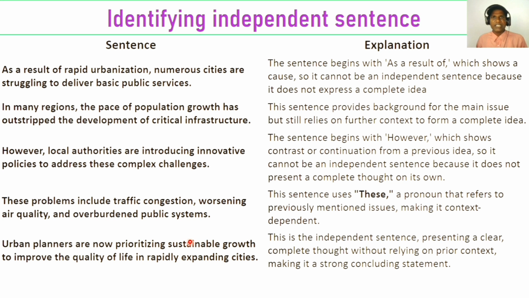Similarly, look at another sentence. Urban planners are now prioritizing sustainable growth to improve the quality of life in rapidly expanding cities. This is the independent sentence, presenting a clear, complete thought without relying on prior context, making it a strong concluding statement. So this sentence gives us the clear meaning and it is considered an independent sentence. So we need to keep this sentence on top of all the sentences.